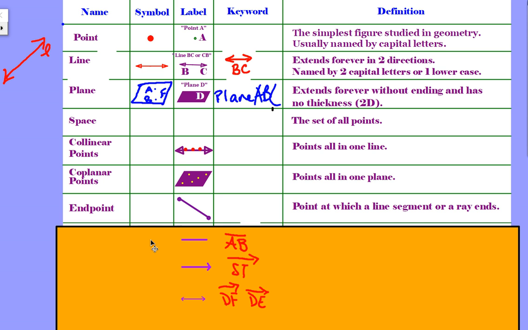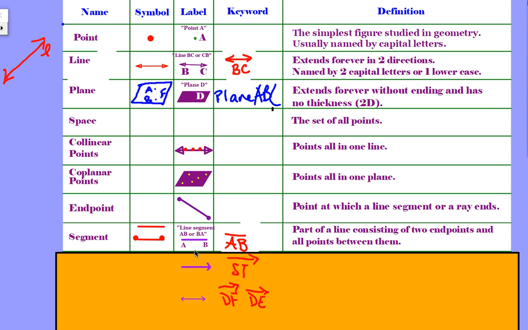We have an endpoint, which in this case is just the end of a segment or the beginning of a ray. Speaking of our segment, here's our segment in terms of a symbol. We would label it line segment AB, or in reverse, BA. With point A and point B, I write it as AB with a bar on top. Notice the difference between the line and the line segment. Arrows mean a line going on forever. A line segment has endpoints, and it does not go on forever.